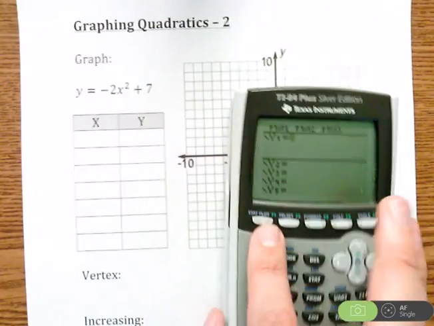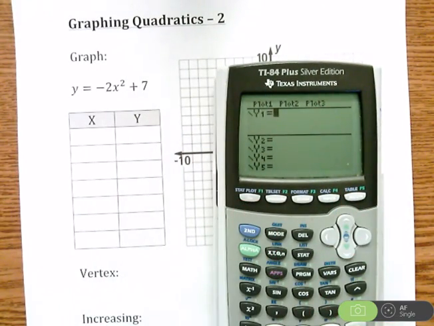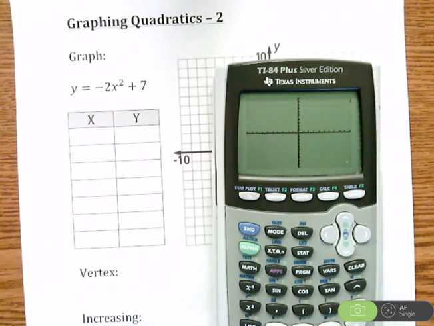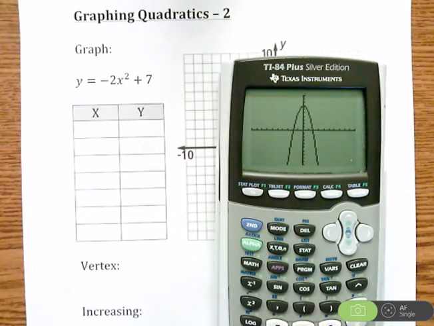So again, you want to go to the y equals button. That's what we can do on a graphing calculator. Type in our negative 2x squared plus 7. Now, if you want to graph that, you hit graph, and it shows up. Now, this is nice to have a graphing calculator, but we're going to pull the information from here so we can do it by hand. It's a great resource, but we're not going to let it do everything.